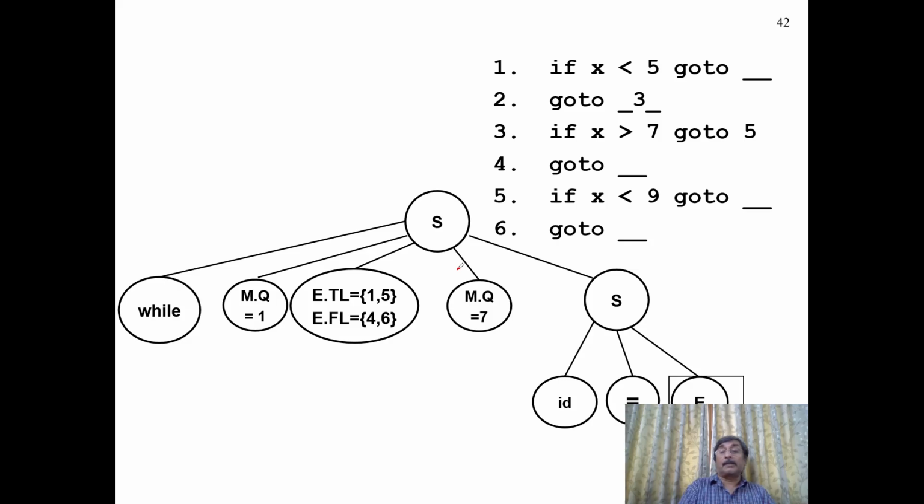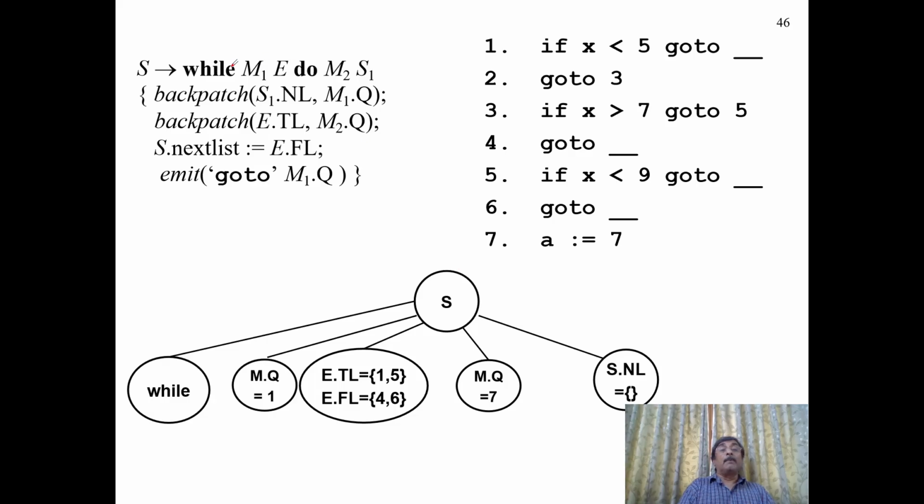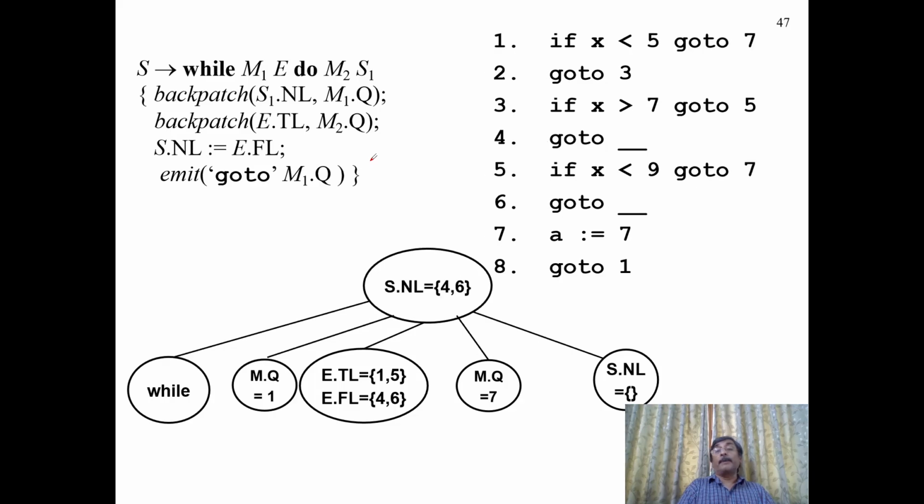Now I come to the next reduction, which is E produces num, and which is E.value equal to 7 or 6, whatever, and then I write line E equal to 7, and then this is my while statement. So generate. I do backpatch S1.nl; S1.nl is empty, nothing to do there. E.tl is M2.q. Therefore E.tl is 1 and 5. I make them go to 7. M2.q. E.tl 1 and 5, the go-to is changed by M2.q.